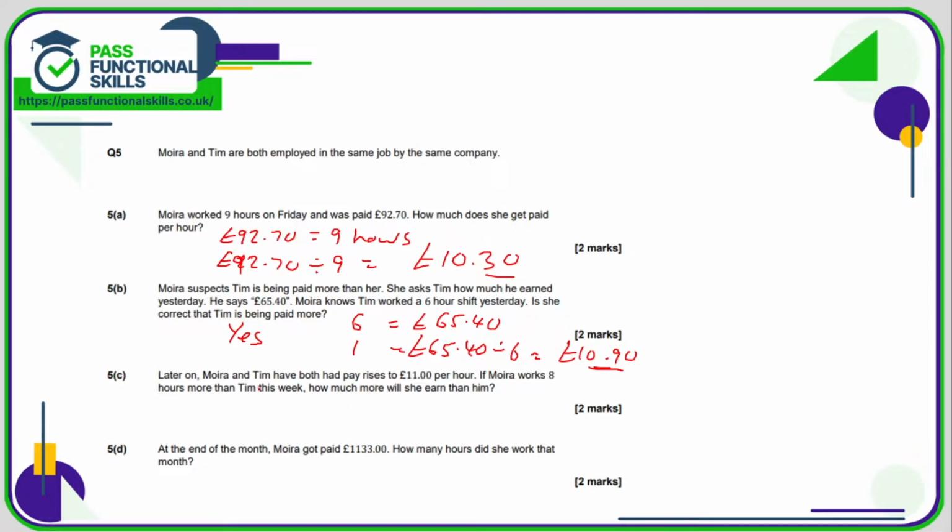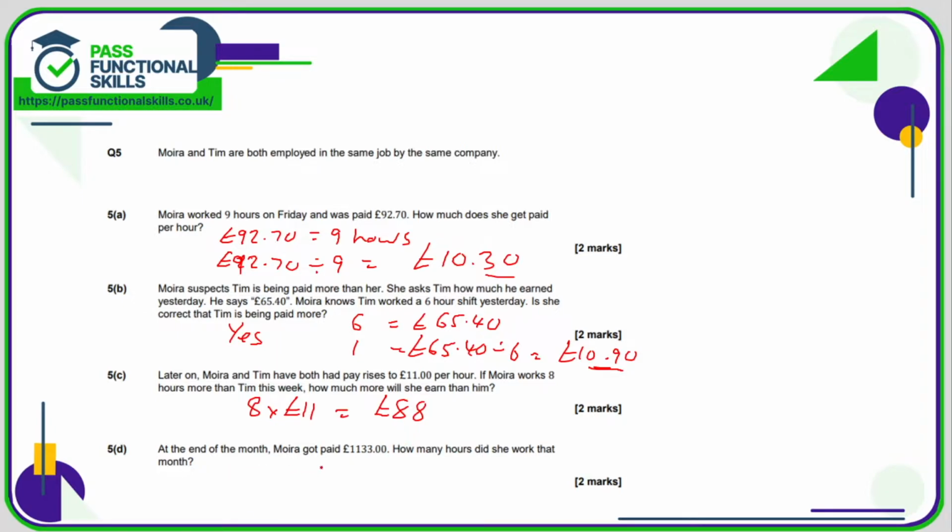So later on, Moira and Tim have both had pay rises to £11 per hour. If Moira works 8 hours more than Tim, how much more will she earn? Well, she'll earn 8 times £11 per hour more, and 8 11s are 88, so she'll earn £88 more.